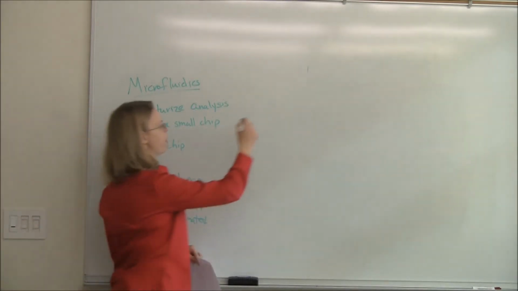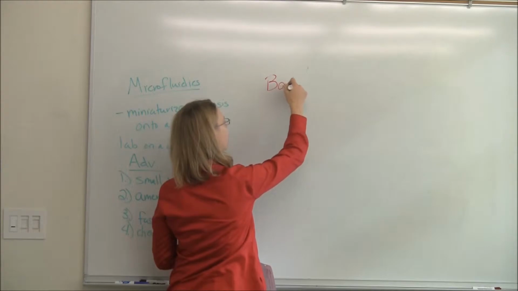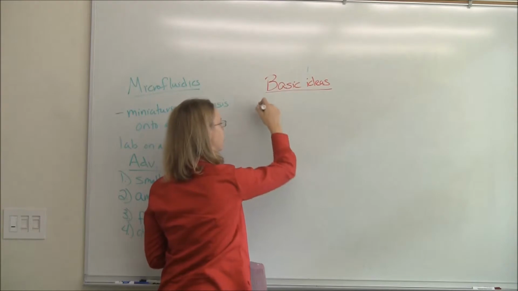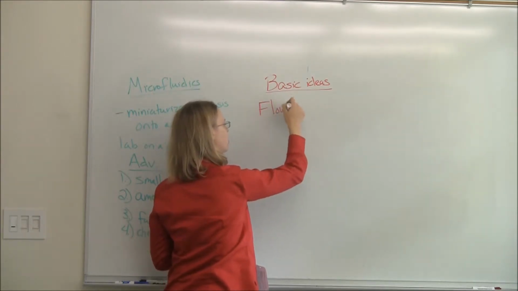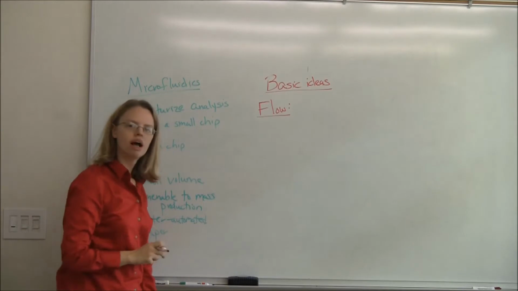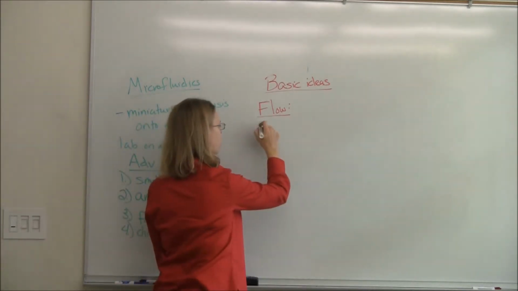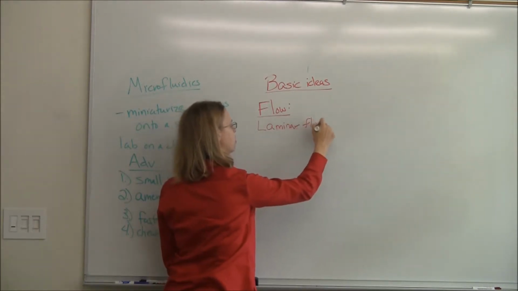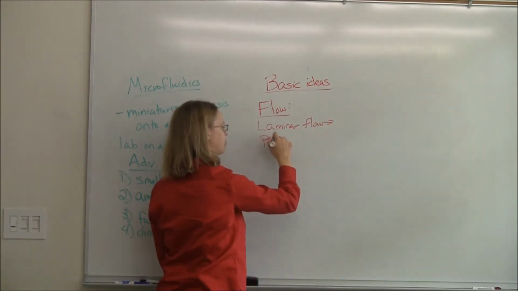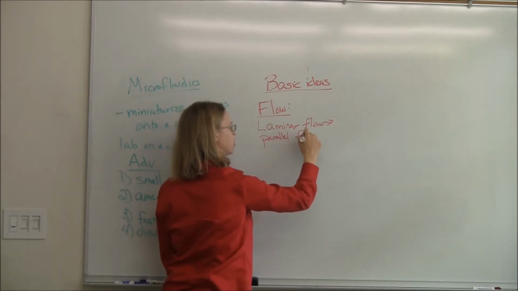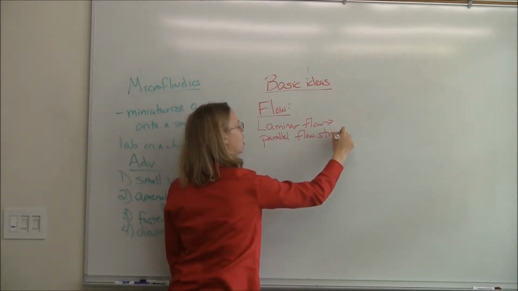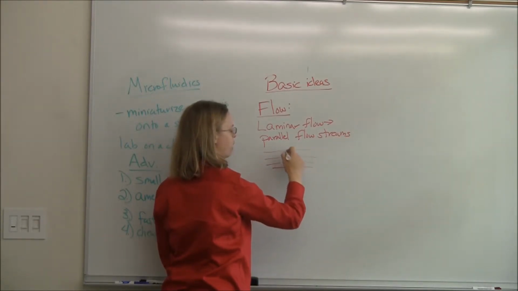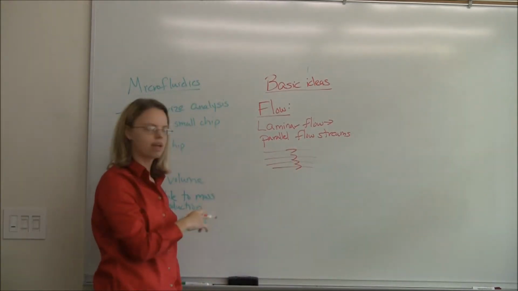Let's talk about just a few of the basic ideas about how things differ in a chip. One of the things that we explore in the lab that we do is flow. There's a type of flow called laminar flow. Laminar flow is where you have parallel flow streams. Imagine things are flowing all in one direction, and they're flowing in parallel. So they're not mixing, they're not going every which way.